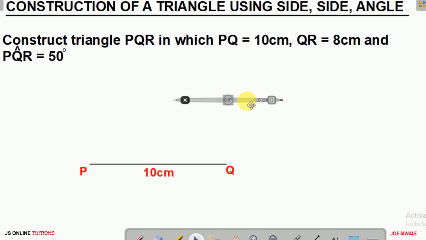So after we measure 8 centimeters, we have been told that the side QR is 8 centimeters. So we're going to start at point Q there, and we're going to draw an arc up. So we know that our side R is somewhere above here. So we'll draw an arc.